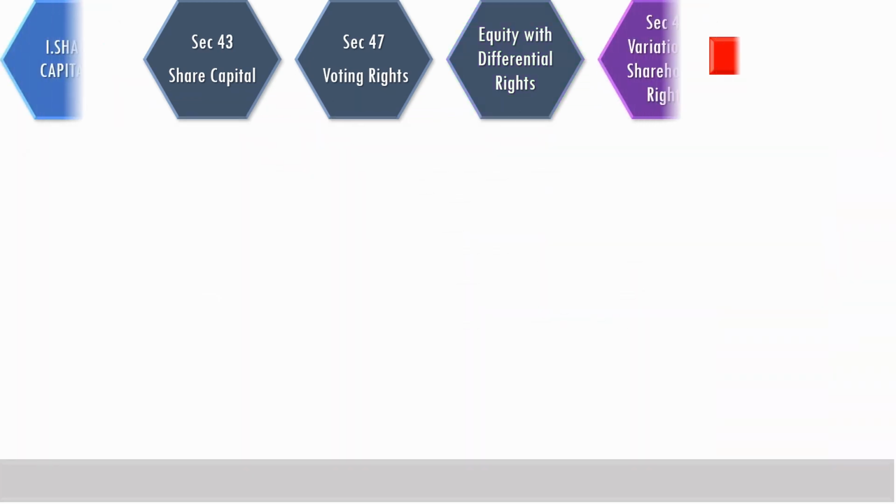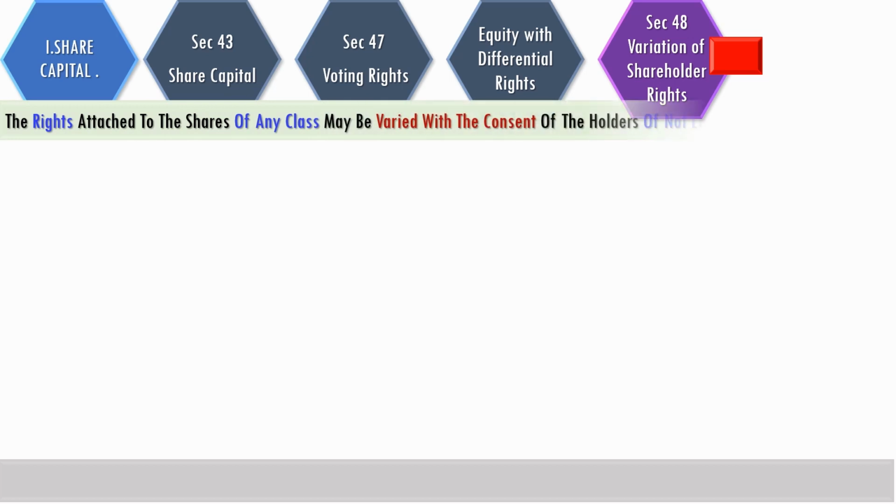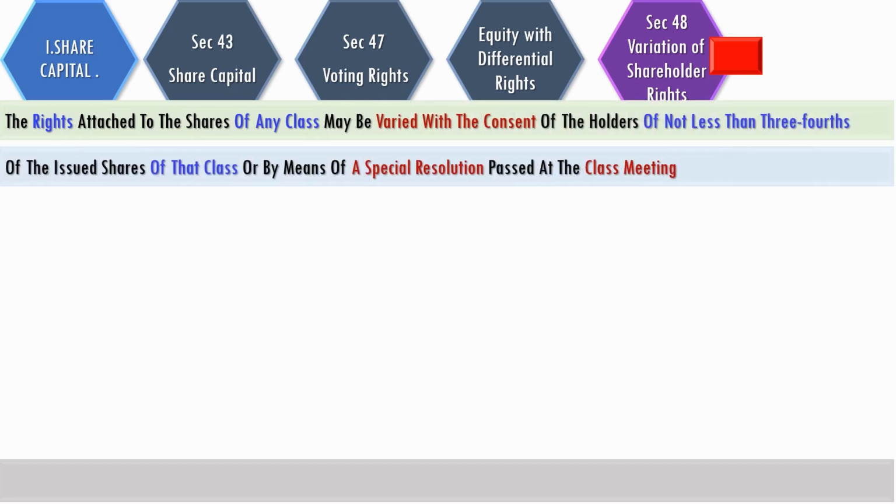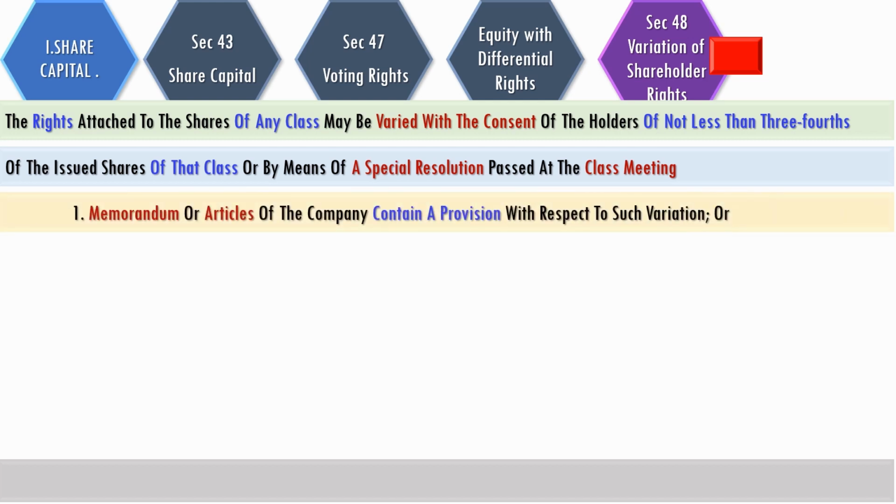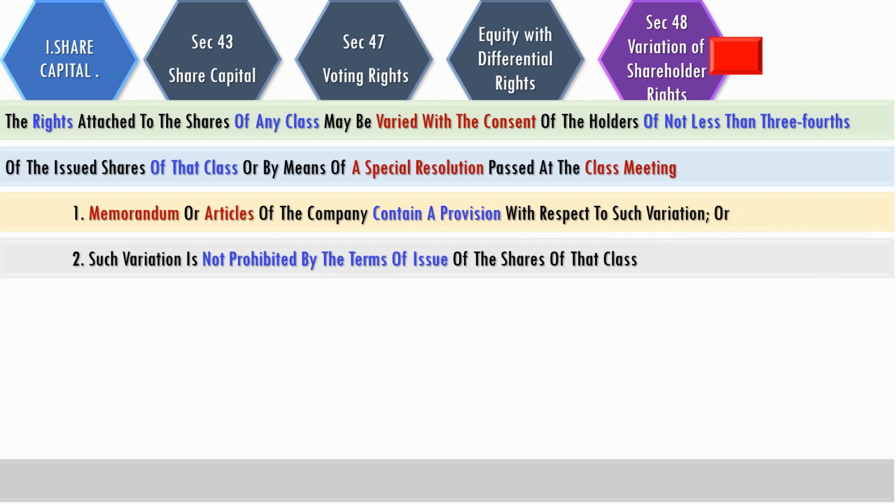Rights of a class of holders can be varied when 3/4 of their group agree to it or when they pass a special resolution in a class meeting, provided there should be an enabling provision in the memorandum or articles, and the terms of issue of such shares should not prohibit the variation.